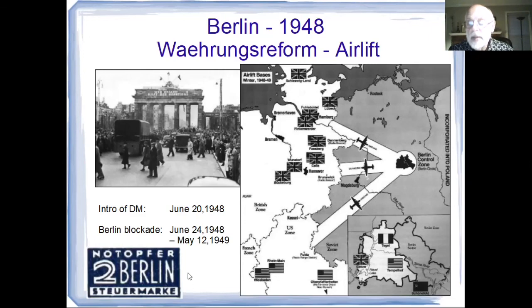This stamp is actually a Steuermarke. It's a 2 Pfennig surtax on every piece of mail that was mailed in West Germany. It was to support exactly this airlift, so to provide the funds, because everything had to be airlifted. Coal for heating, potatoes, food, anything and everything. So after all, there were about 2 million people living by then in West Germany, West Berlin, rather.